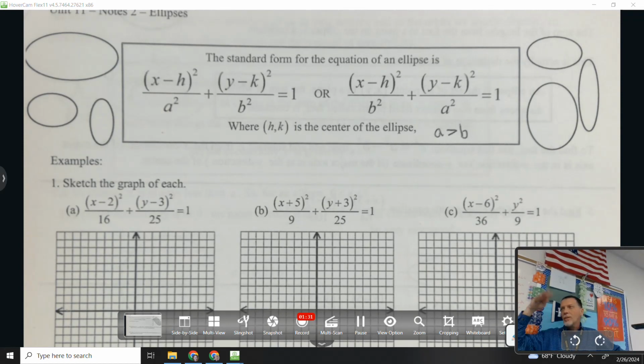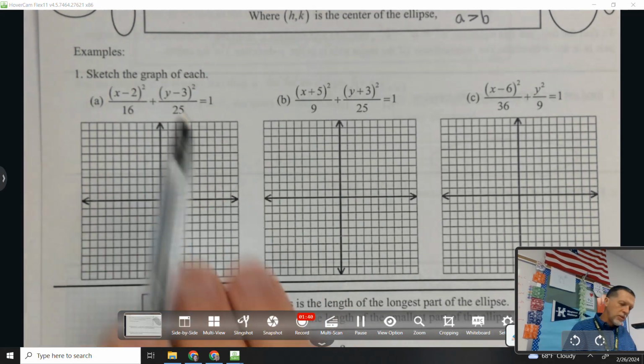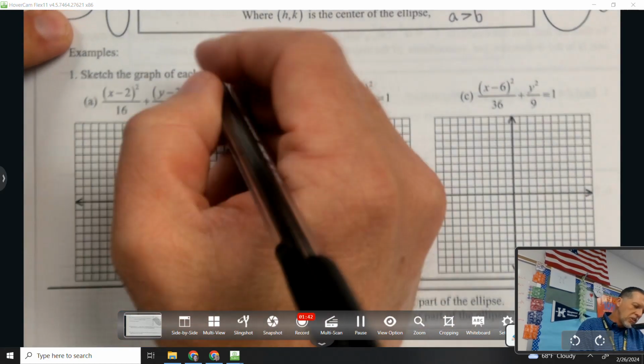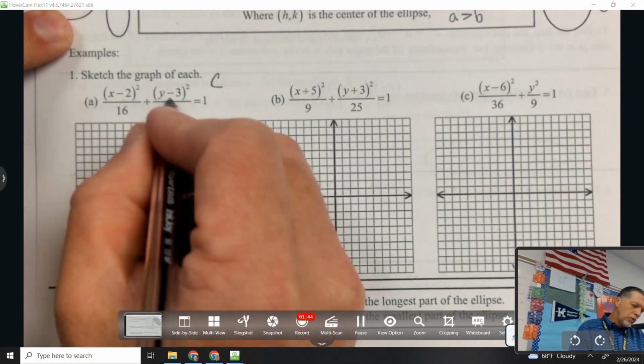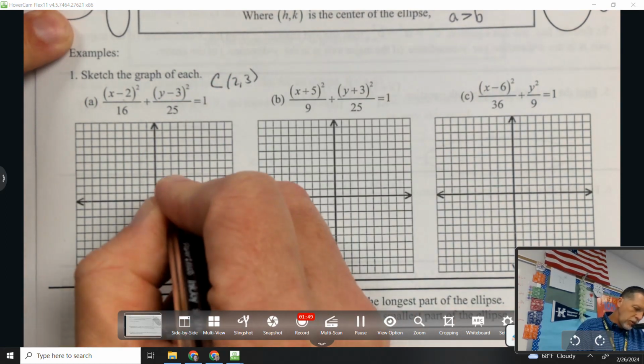If it's under x, go that many in x. If it's under y, go that many in y. And for that purpose, it doesn't really matter whether you call it A or B. Let's sketch an example and see what I mean. So the center would be at 2, 3. So over 2, up 3.